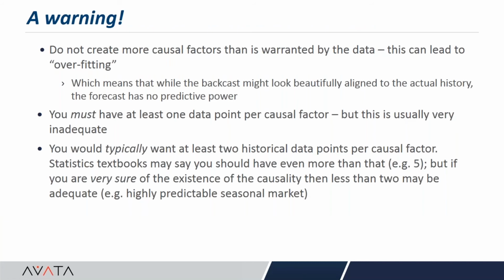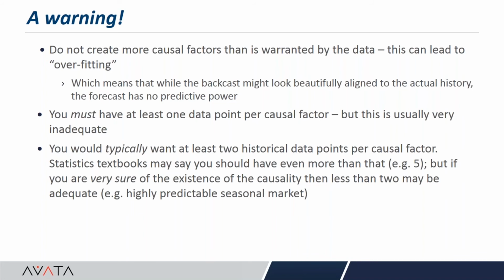A warning about using more causal factors than is warranted by the data. There's a real problem in forecasting called overfitting, which basically means you're using too many causal factors. The basic effect is that while the backcast might look really beautiful and aligned to the actual history, just like we saw before, the forecast itself may have no predictive power. You must have at least one historical data point per causal factor. But usually that's quite inadequate. Usually you would typically want, say, 2 historical data points per causal factor.